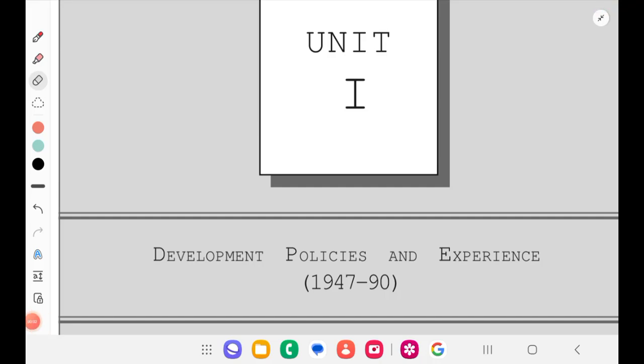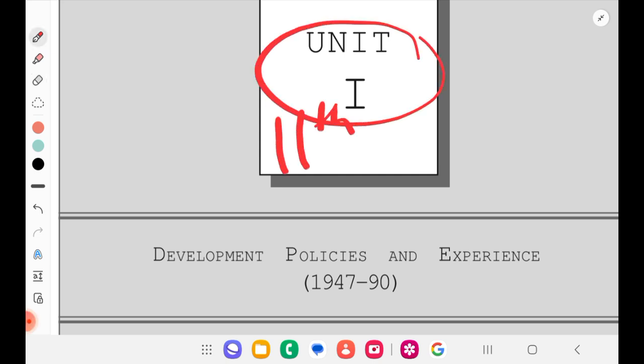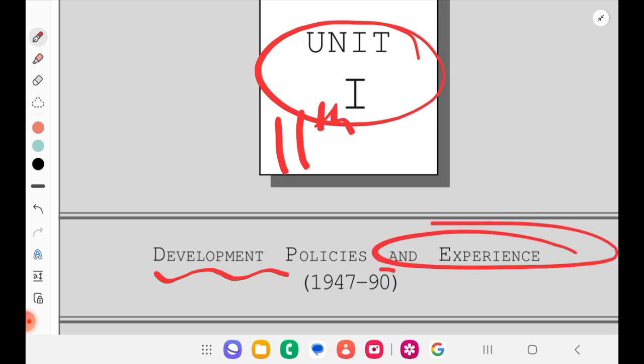Read with me series. Today we are starting with 11th standard NCERT Economics. So the first unit is Development Policies and Experiences from 1947 to 1990.